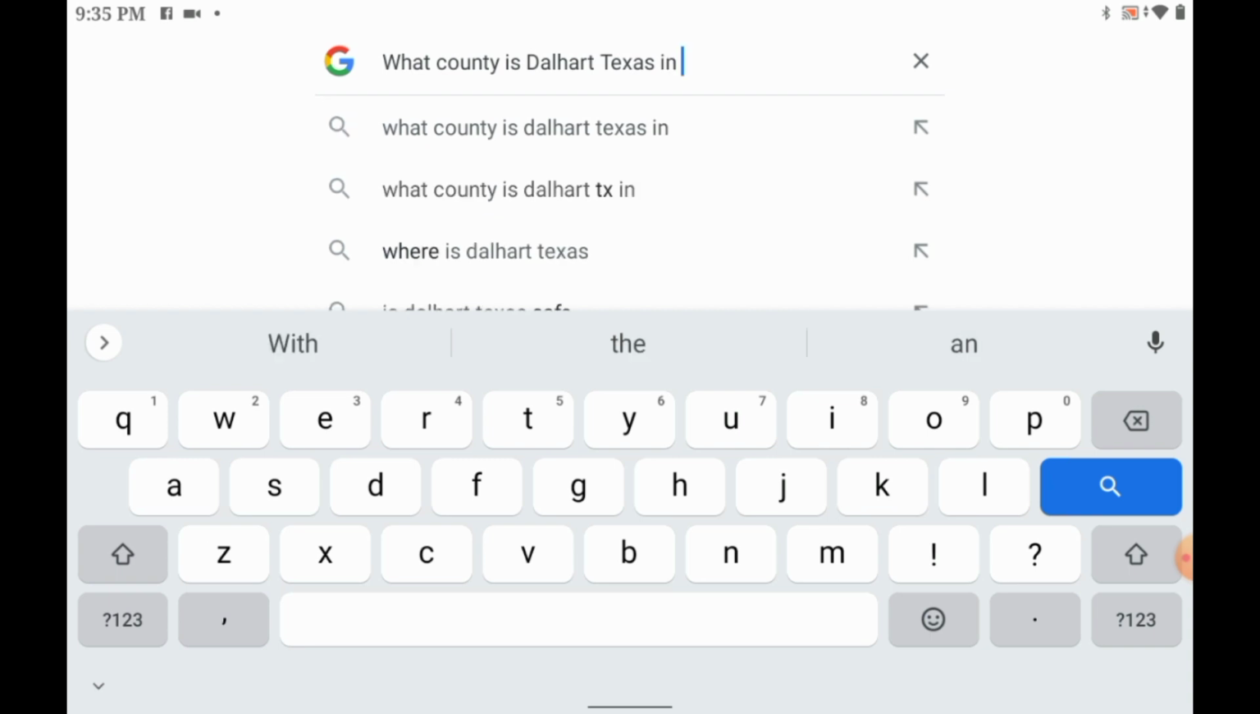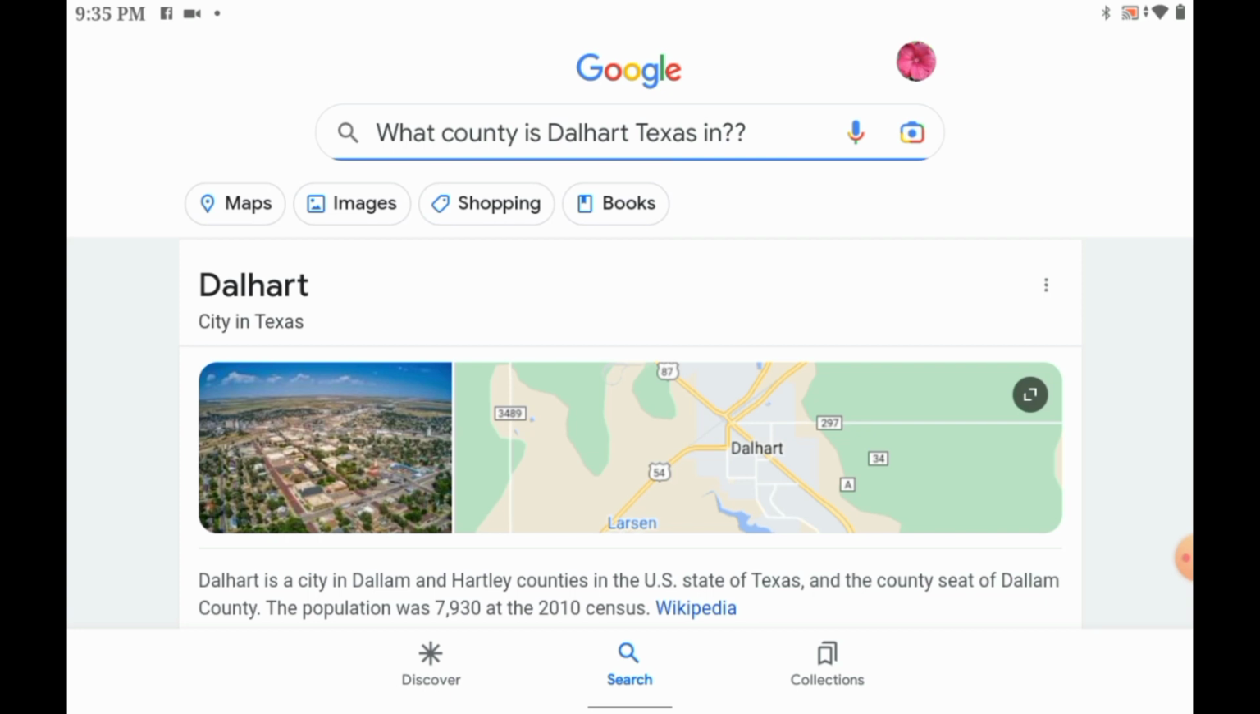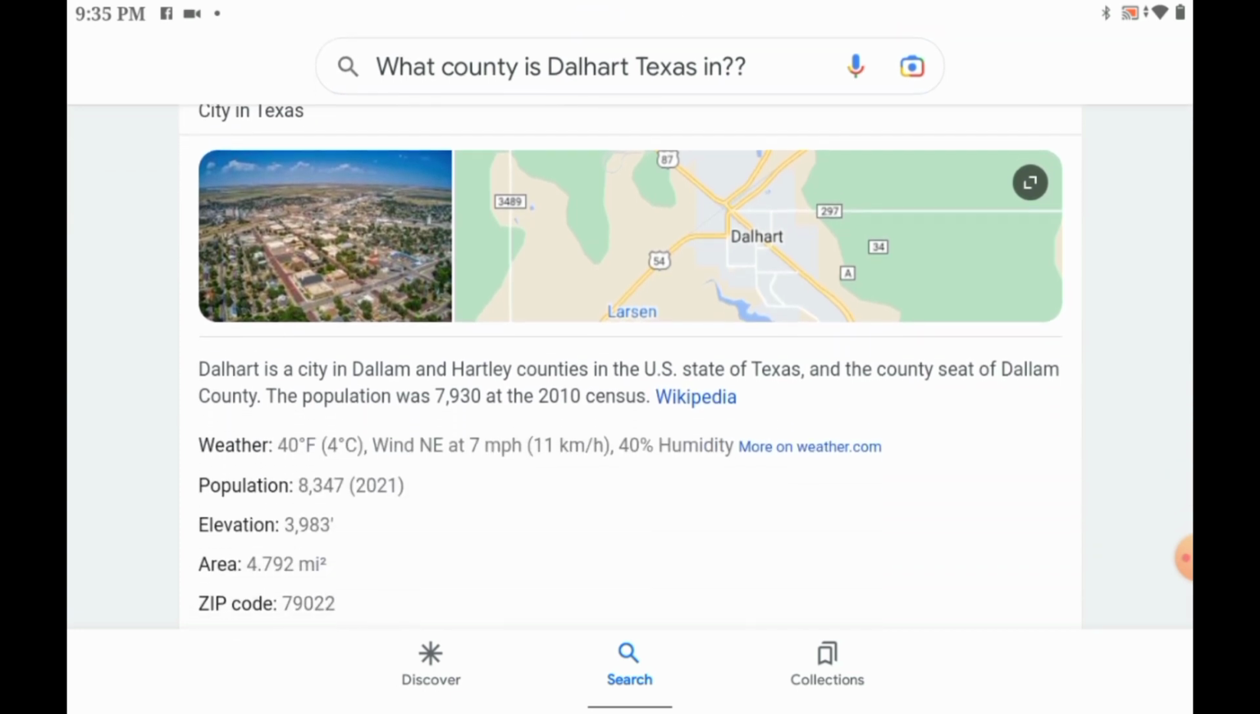Now, it's going to pop up here in just a moment, and it's going to tell us. Dalhart, look at this. Y'all can read it right there. Dalhart is a city in Dalham and Hartley counties in the U.S. state of Texas, and is the county seat of Dalham County. So it's basically a border town. It sits on the line between two different counties, Dalham County and Hartley County. So it's a double thing there. You get two for the price of one with that one.